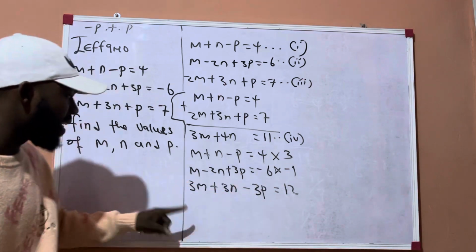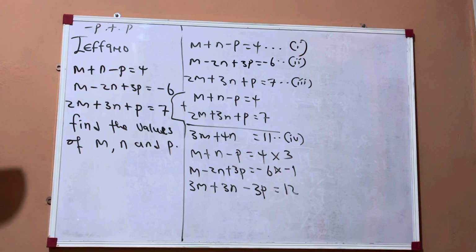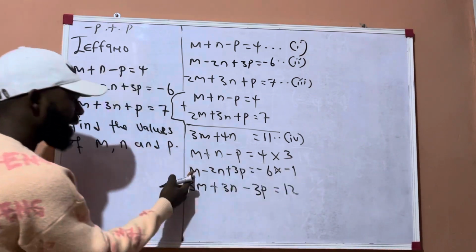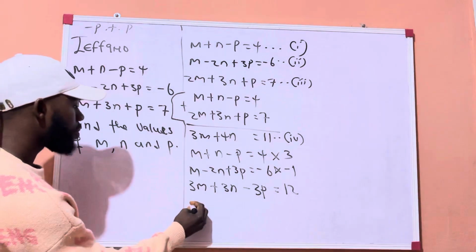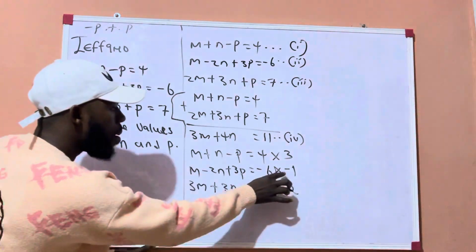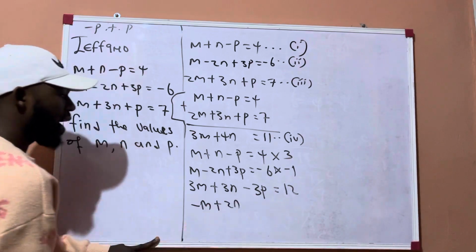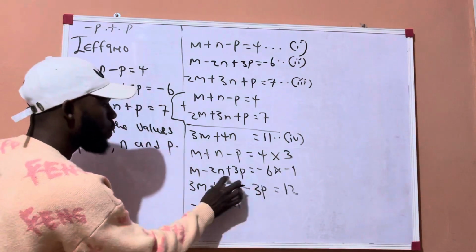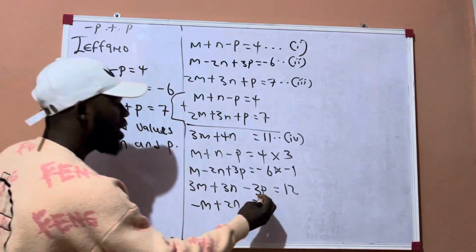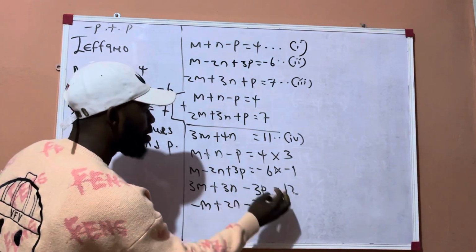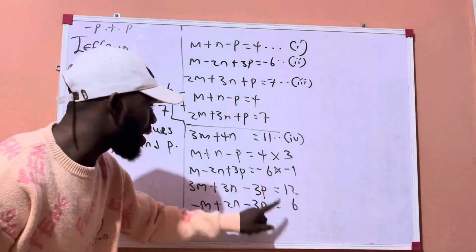Now, how do I get the next equation? I use minus 1 to multiply everything as well. Now, let's go. Minus 1 times m will give us minus m. Now, minus 1 times minus 2n will give us plus 2n. Minus 1 times plus 3p will give us minus 3p equal to minus 1 times minus 6 will give us ordinary 6. Because why? Minus times minus is plus.